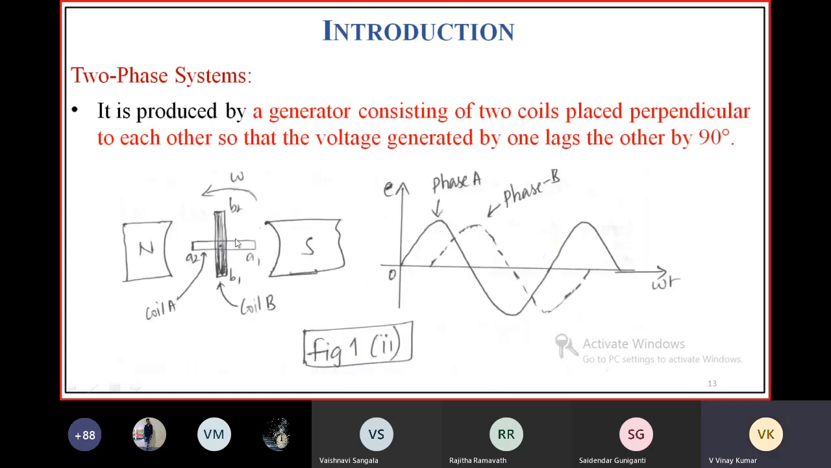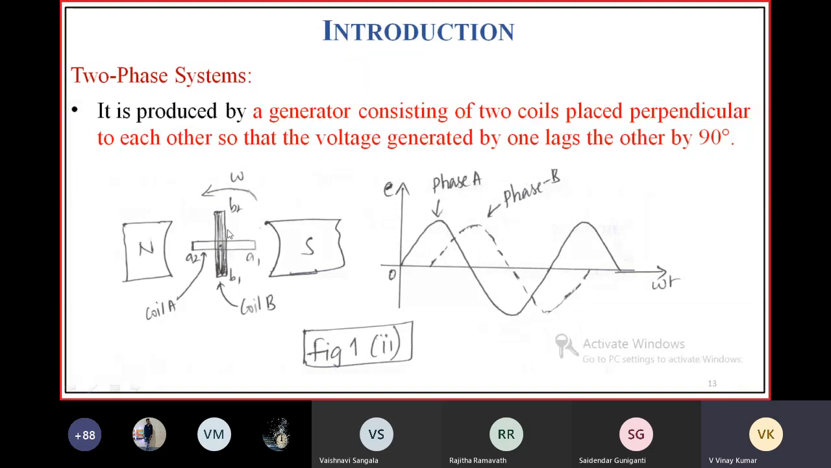These 2 coils are displaced by an angle of 90 degrees physically. When you rotate this kind of arrangement in the magnetic field, they are going to produce 2 EMFs. This is E1, whereas this is E2. If there is 90 degrees displacement physically, automatically there will be 90 degrees displacement electrically. So electrically these 2 voltages are displaced by an angle of 90 degrees.